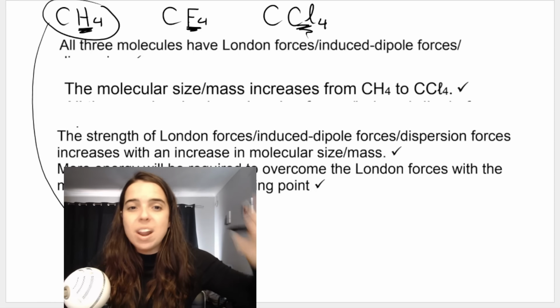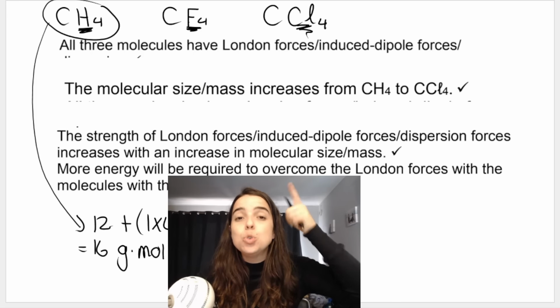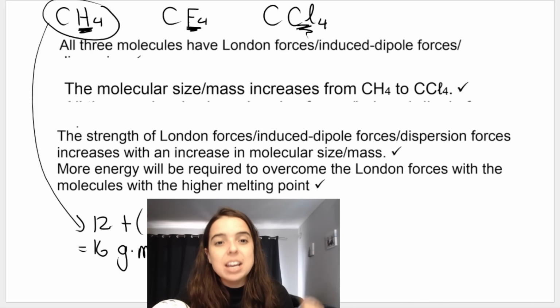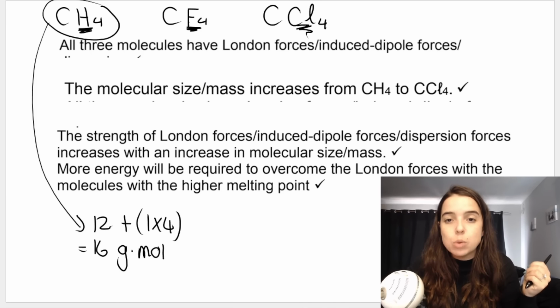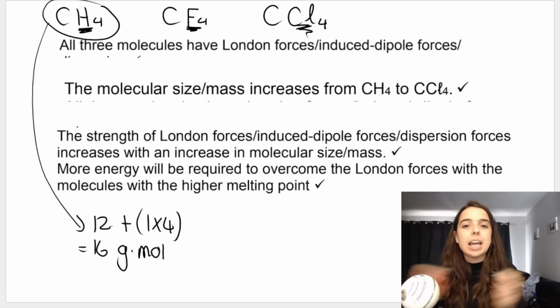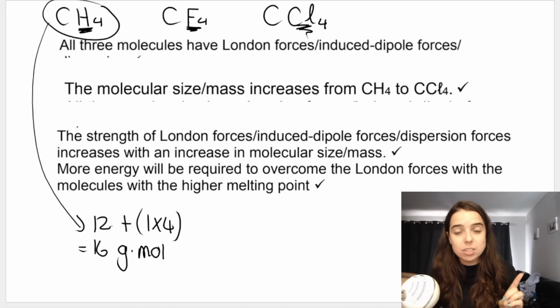Because there's more London forces. That means more energy will be required to overcome the London forces. Therefore, higher melting points. Now, a few things that my students often get wrong that I see when I mark papers is that they say break the forces. We don't break forces, they're not bonds. We overcome the forces. We weaken the forces. We don't break the forces.